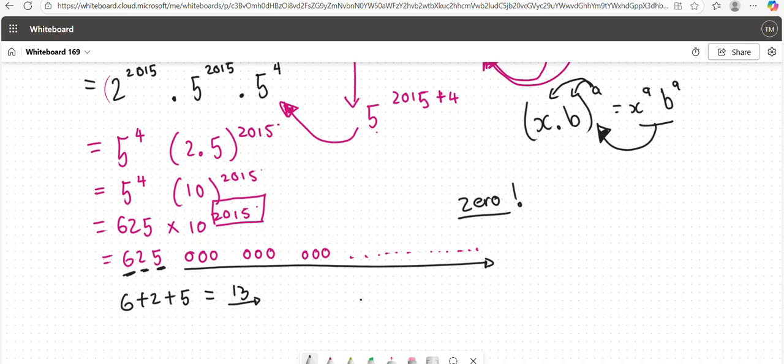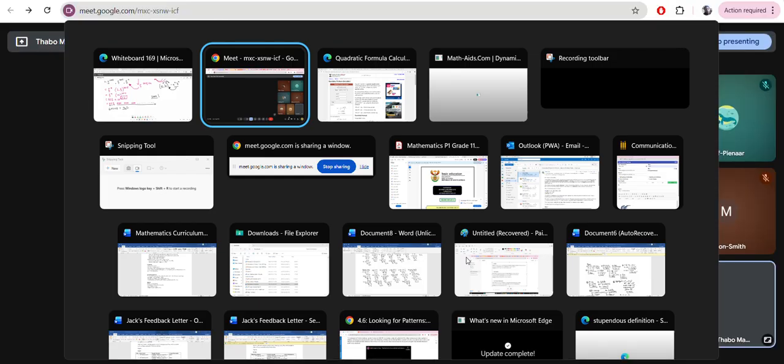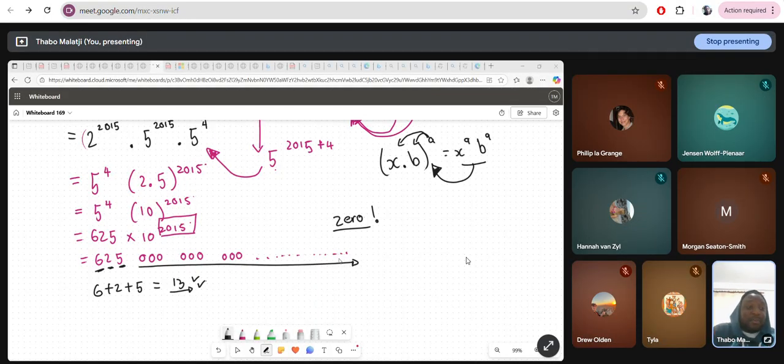And there we go. So the sum of all those digits is actually 13. I don't know if that makes sense. Raise your hand if it makes sense, guys. On the screen. It makes sense. Thank you. Okay. Yeah, it does.